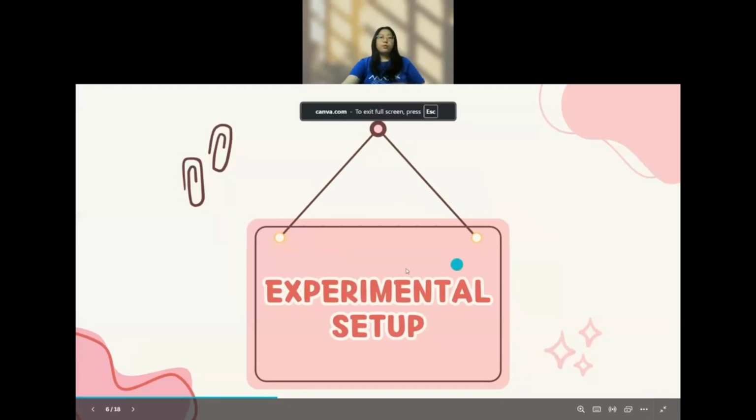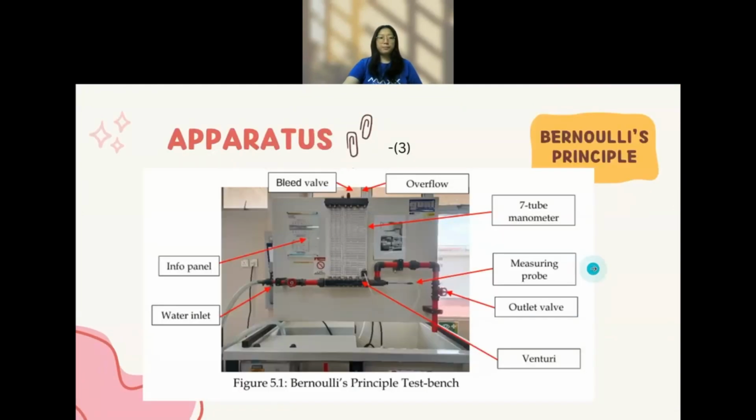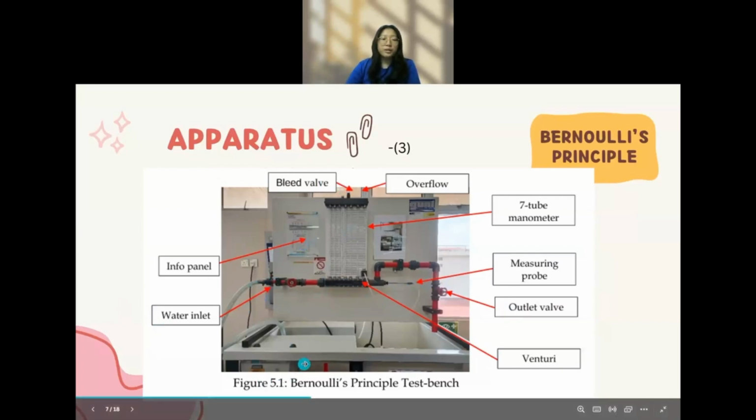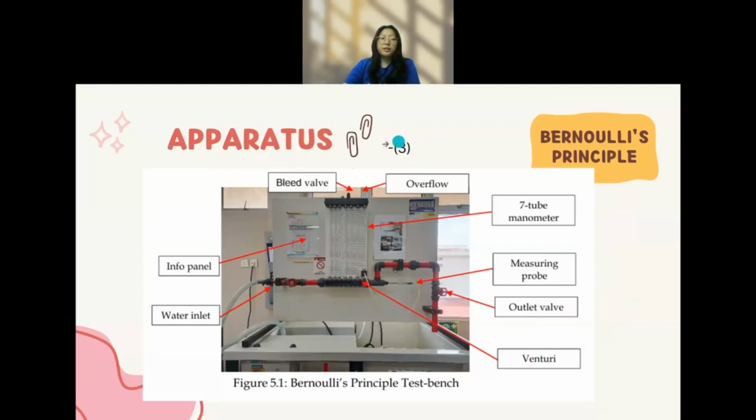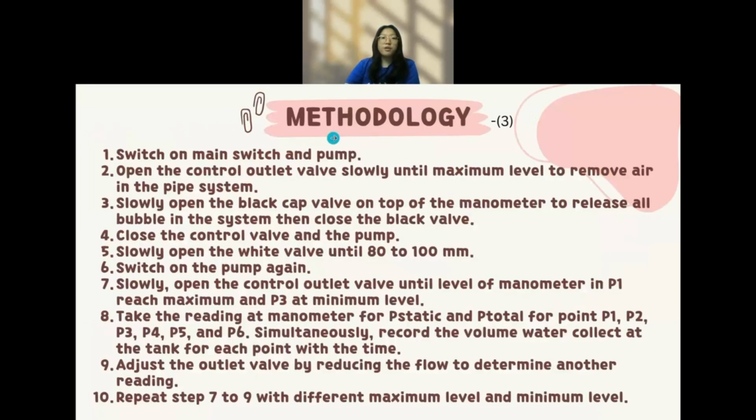Now I will explain the experimental setup. These are the apparatus that we will use when doing the Bernoulli principle experiment: the overflow, seven-tube manometer, measuring probe, outlet valve, Venturi, water inlet, info panel, and the bleed valve. Figure 5.1 is the Bernoulli principle test bench. I found these apparatus in reference 3, which is the lab manual. For the methodology, I also found it in the lab manual.